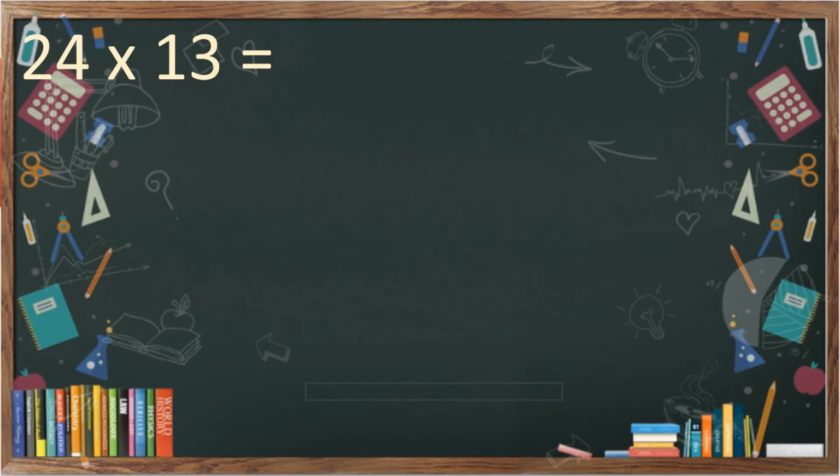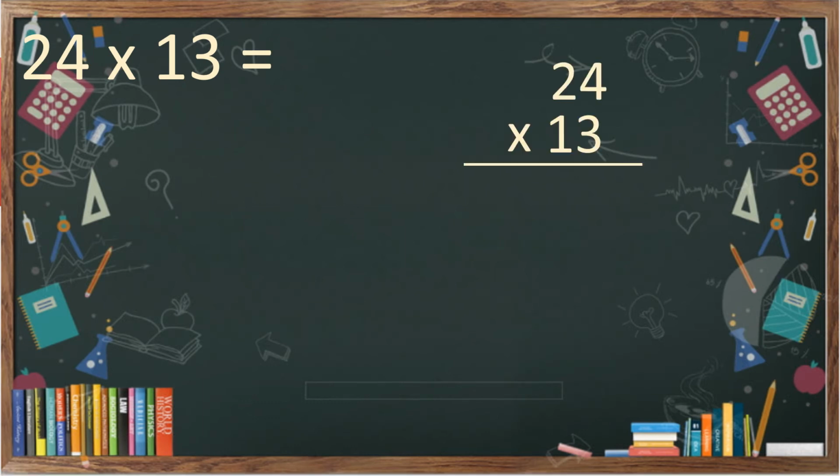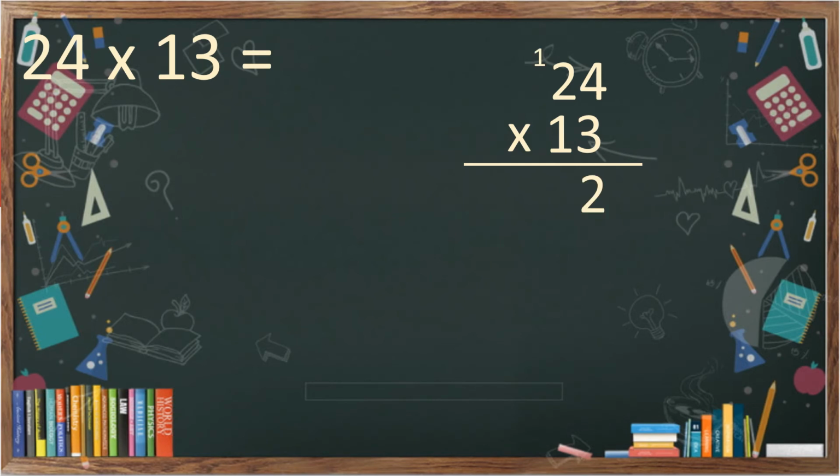Another question is 24 times 13. We need to write it out as we would when we do long multiplication. We would then do 3 times 4. 3 times 4 is 12. So we would write a 2 in the column and a 1 next to the 2.